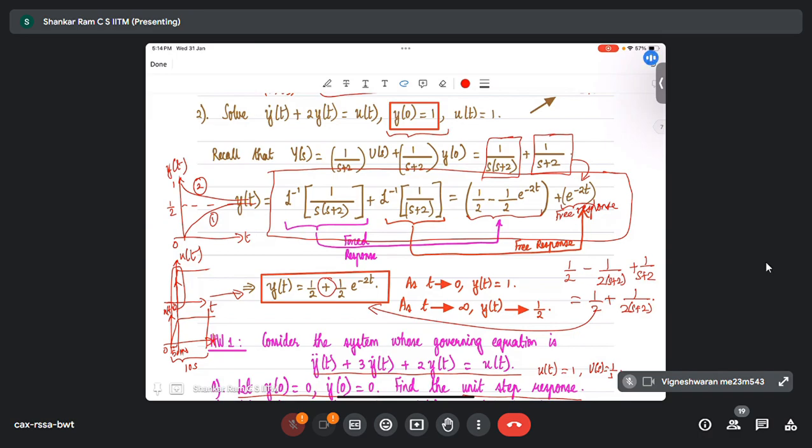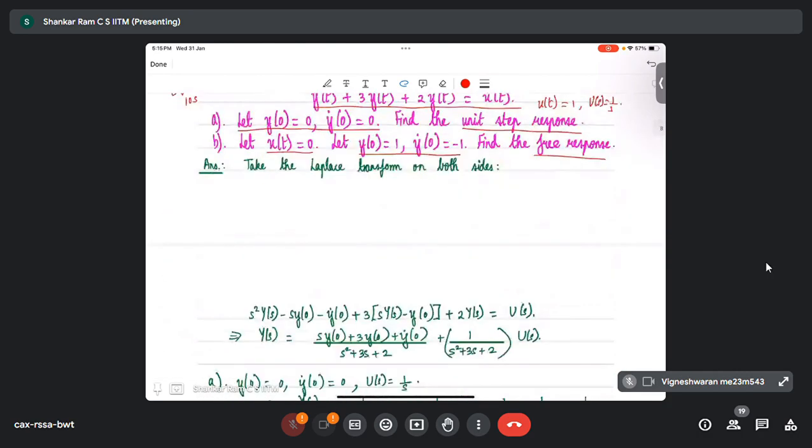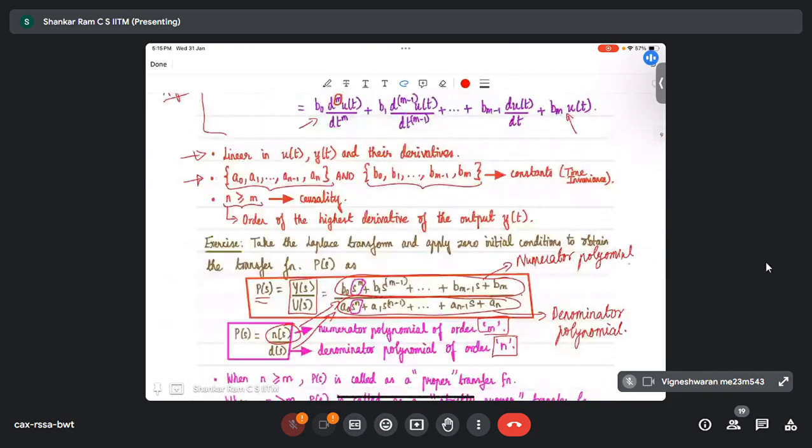Yes, absolutely. I only did it separately to show you that some part of it is free response and some part of it is forced response, to explain that. But anyway, you notice that I have finally added it, right? To get one composite response. Okay, sir. Thank you, sir. Welcome. So yeah, let's go back.